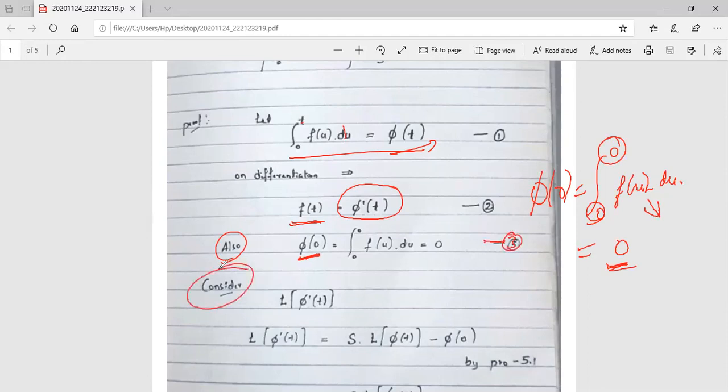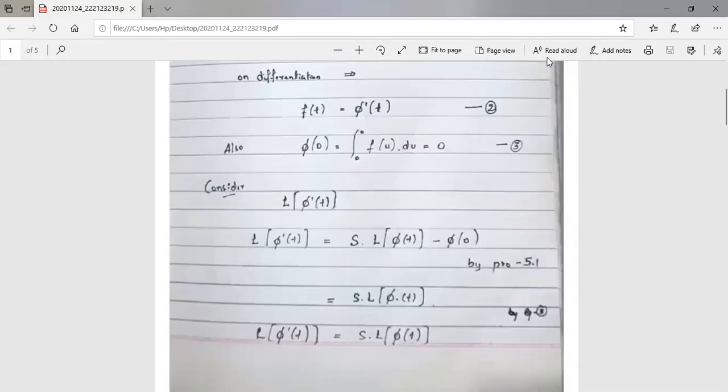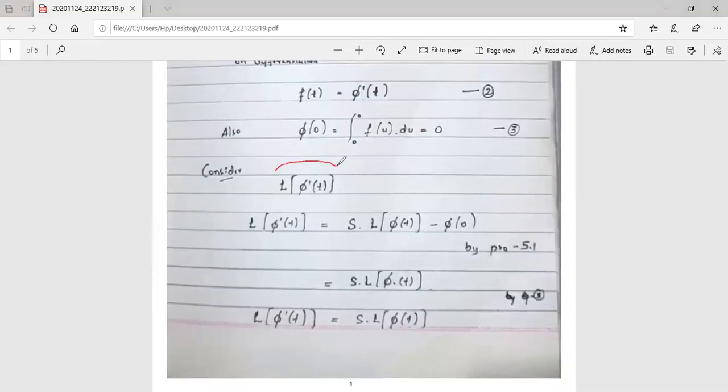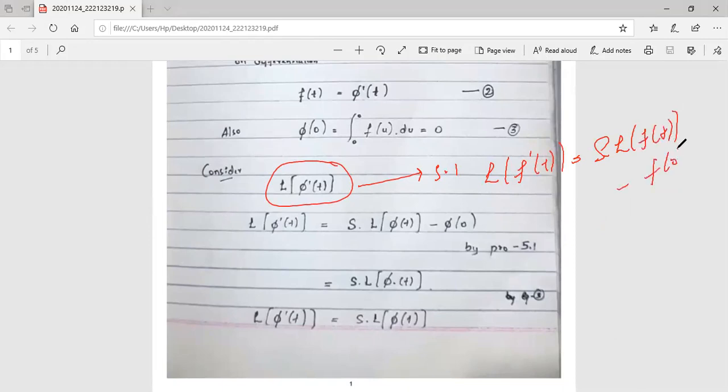Now we consider the Laplace transformation of the derivative property. It is the Laplace transformation of phi dash of t. We already know this is property number 5.1 statement. It is: Laplace transformation of f dash of t is equal to s into Laplace transformation of f of t minus f of 0. This is your property number 5.1.